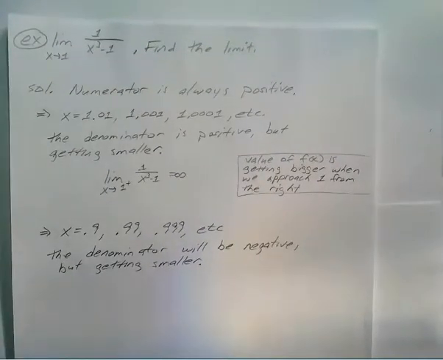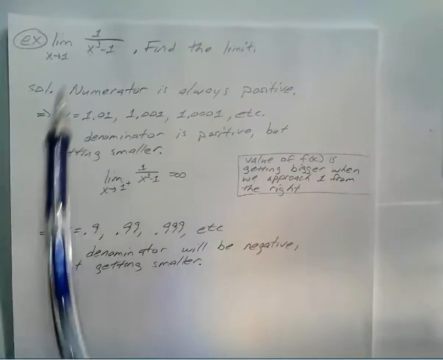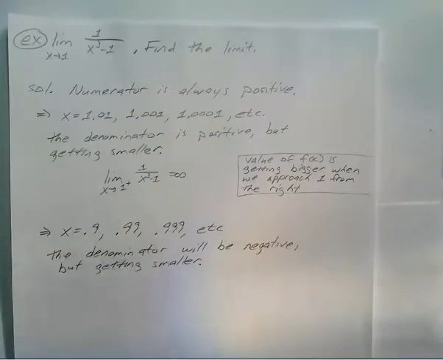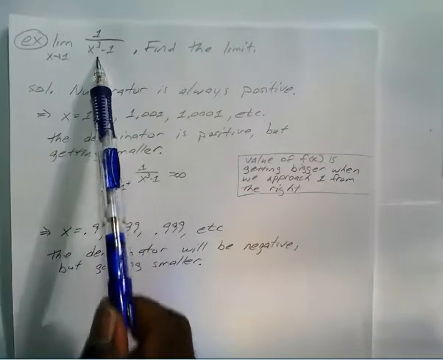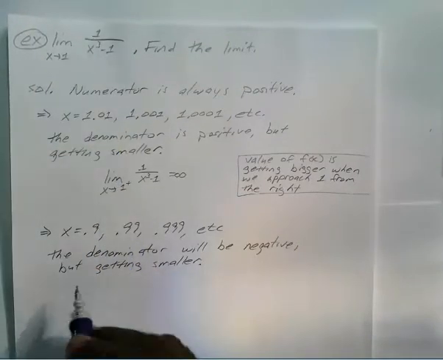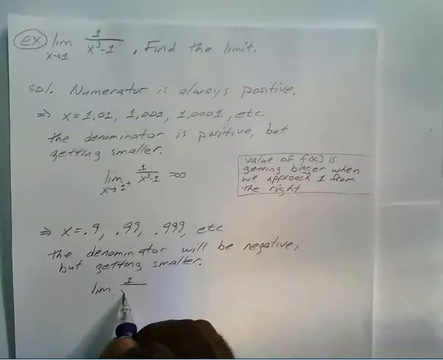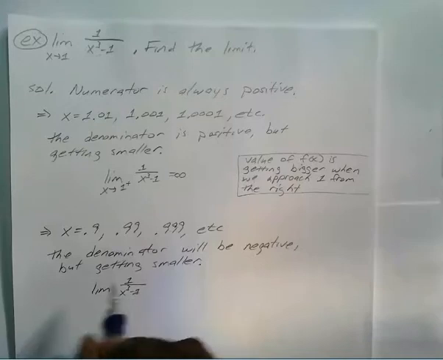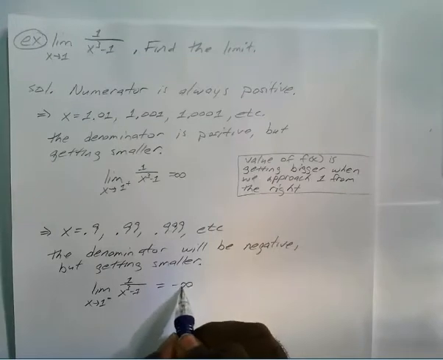Okay, now since your denominator is getting smaller and smaller, it's basically becoming a smaller negative number. You have a positive divided by a really small number. That shows that the limit of 1 over x to the third minus 1, as x approaches 1 from the left, is going to equal negative infinity.